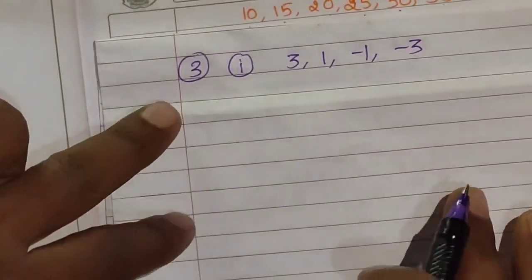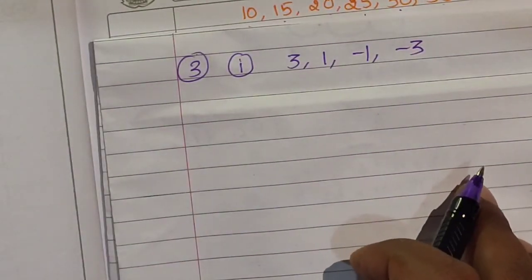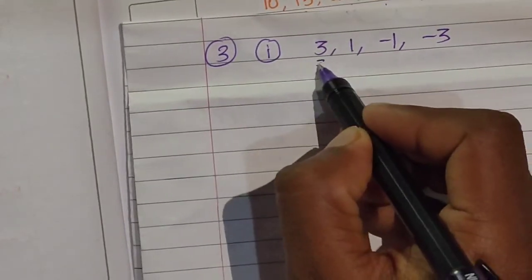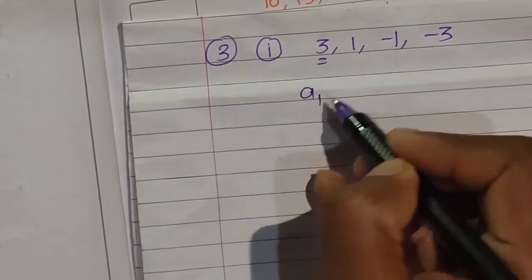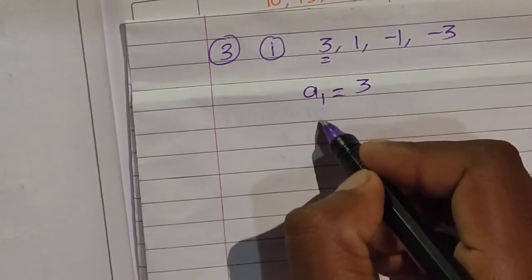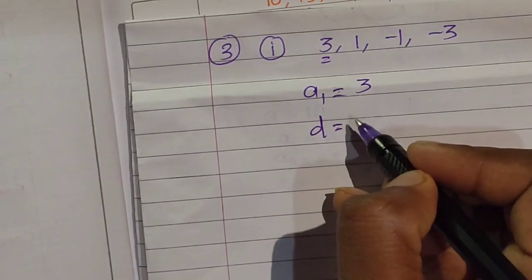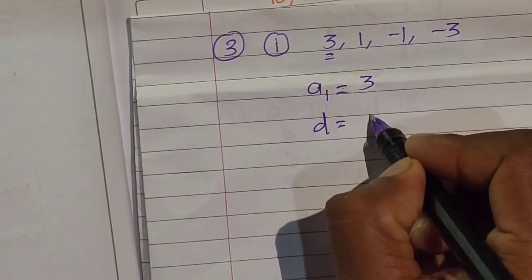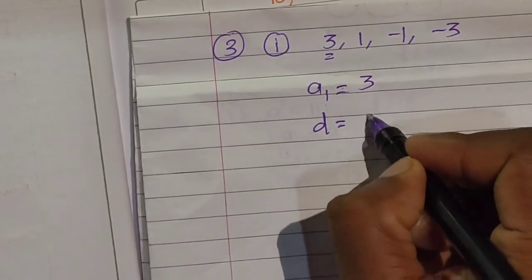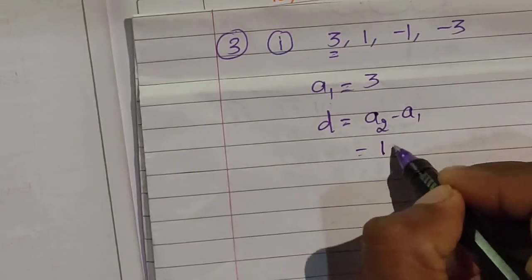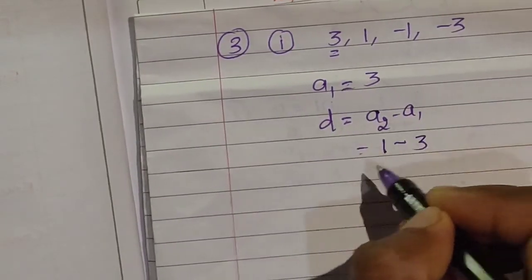They already gave the sequence. You need to find the first term as well as the common difference. In the given arithmetic progression, the first number is called the first term. It means A1, the first term, is the first number, 3. To find the common difference, I already told you it can be calculated by subtracting the first term from the second term, a2 minus a1. a2 means second term, that is 1, minus the first term, that is 3.